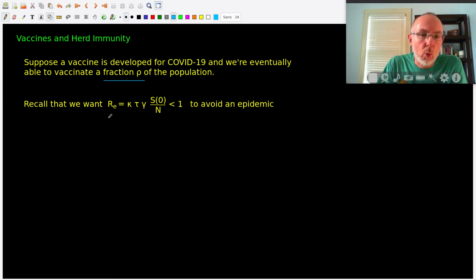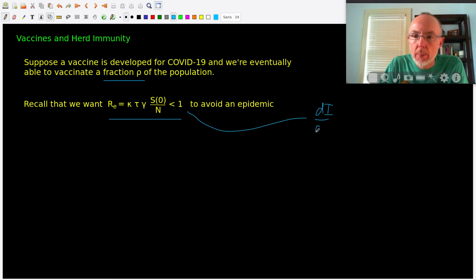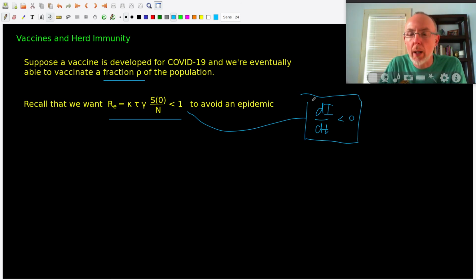What we need for protection from an epidemic is for R sub E, the effective reproductive number, to be less than 1. Because remember, if the effective reproductive number is less than 1, then the rate of change of the number of infected people will decrease. So even if there are infected people in the community, as long as the effective reproductive number is less than 1, the number of infected people is going to decrease rather than increase. And that's exactly what we want.